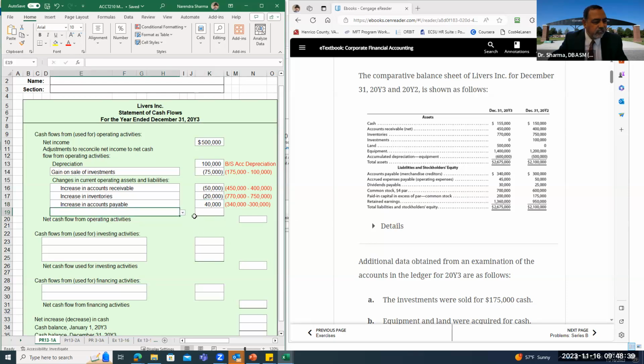So therefore we will take these as decrease in accrued expense payable, and the amount is going to be, of course, minus 5,000. Why? Because this is a decrease in current liability, and the decrease was, of course, 50,000 minus 45,000. All right, so that would be how we'll handle that part of cash flow from operating activities.